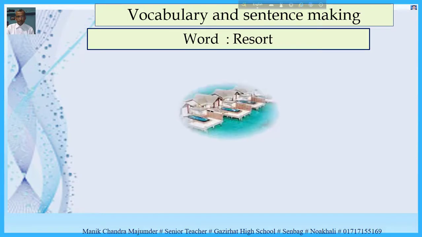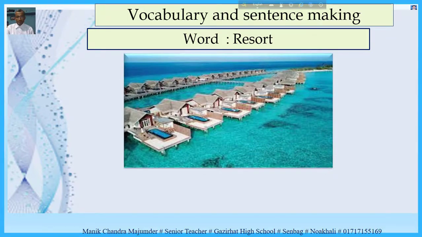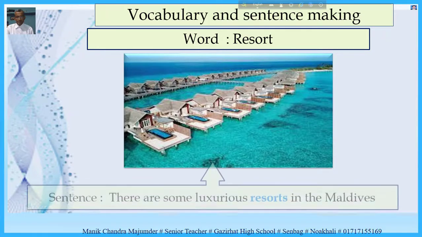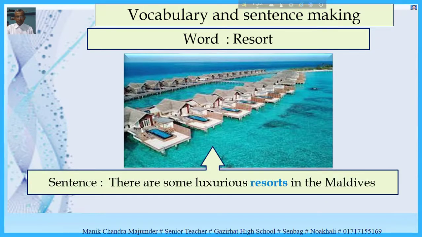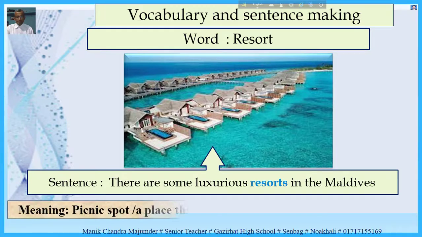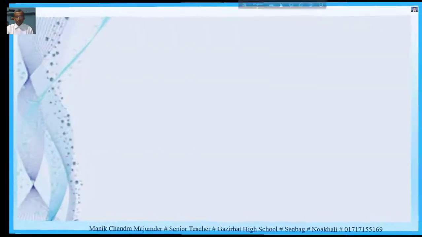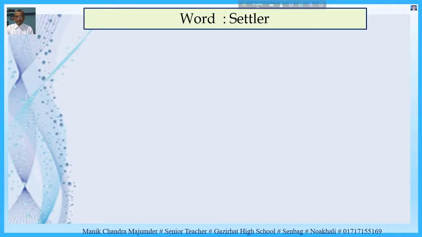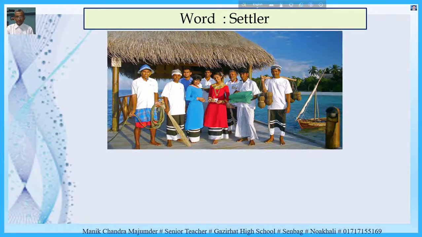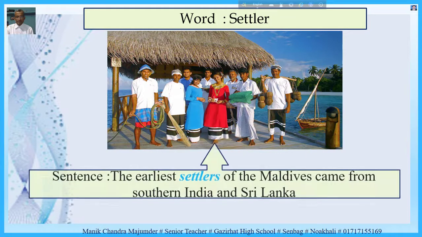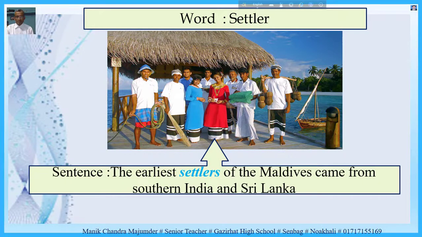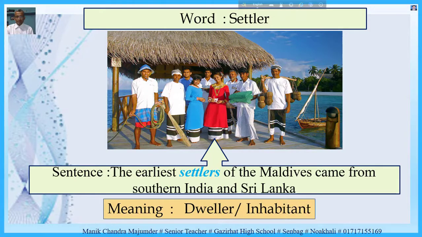Resort. See the picture. Can you guess? Now see the sentence. There are some luxurious resorts in the Maldives. Meaning, a picnic spot or a place that is frequented for holidays or vacation. Settler. See the picture. Now see the sentence. The earliest settlers of the Maldives came from southern India and Sri Lanka. Now see the meaning. Inhabitants.